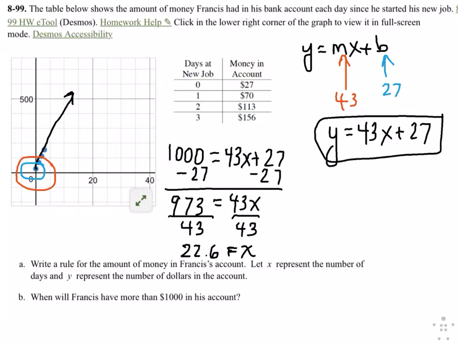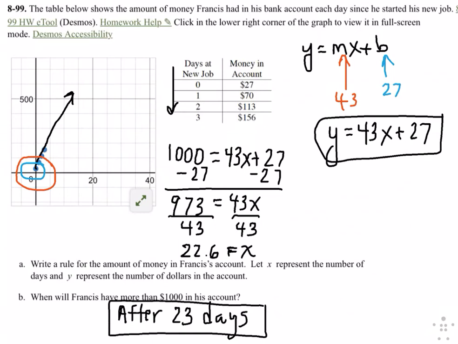But this table goes in increments of days. So when will he have more than $1,000? He will have it after 22.6 days, but since we're going in increments of days, for part B, we would say he will have it after 23 days, right? He will have more than $1,000 in his account.